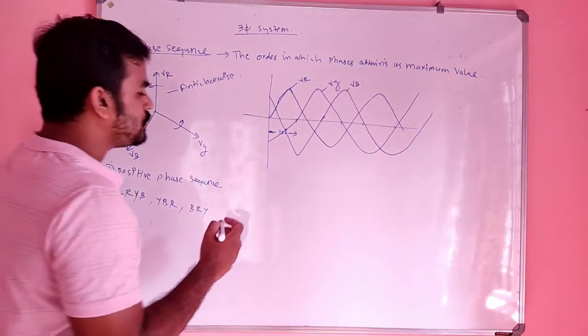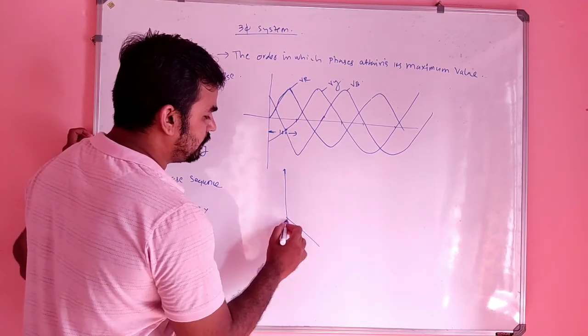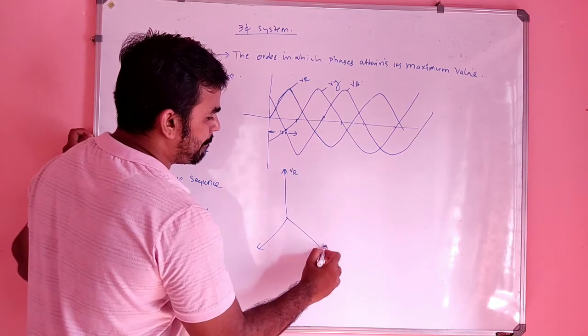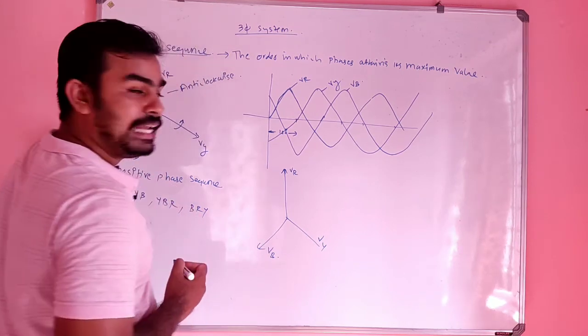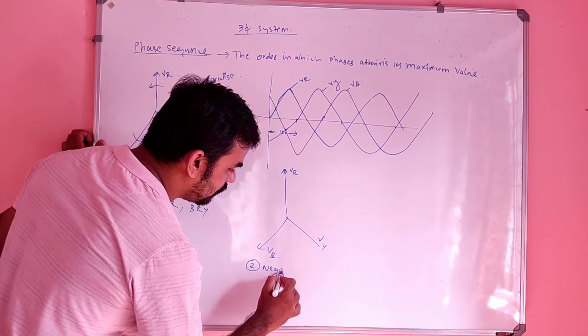So another phase sequence is also there, it is called the negative phase sequence. I will explain. Negative phase sequence. I will explain what this is. Another phase sequence is also called negative.